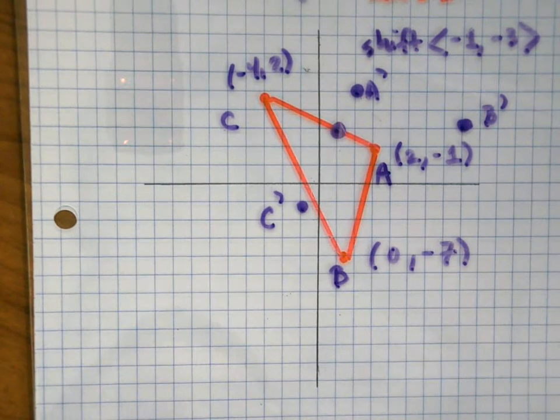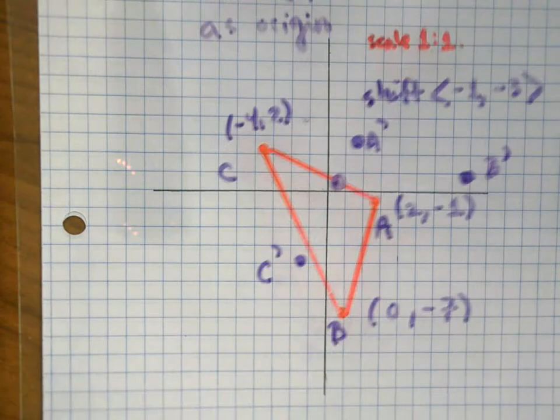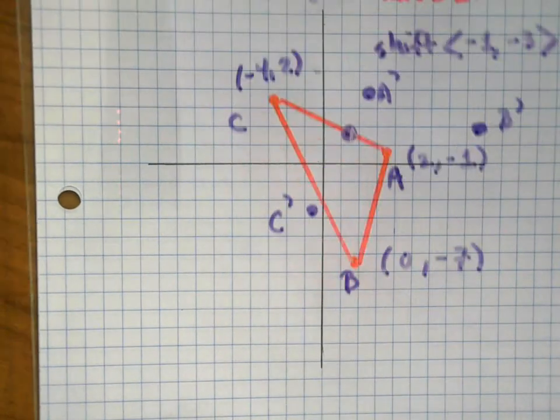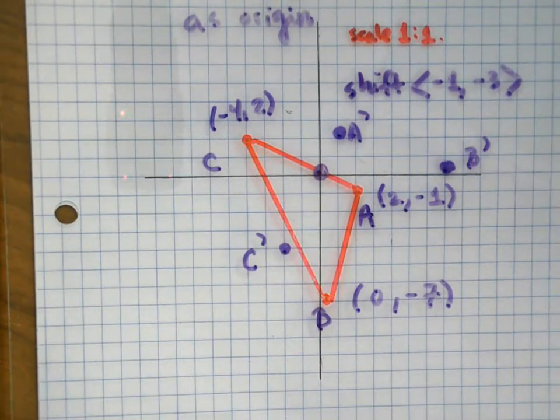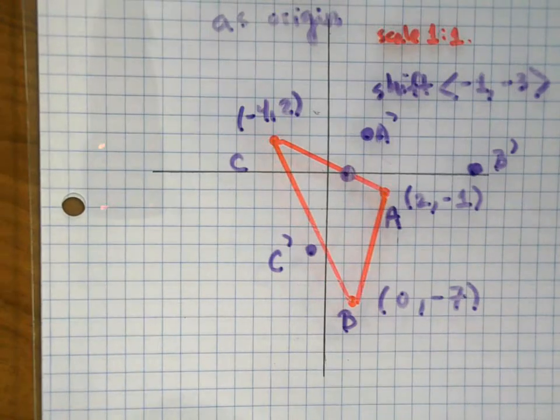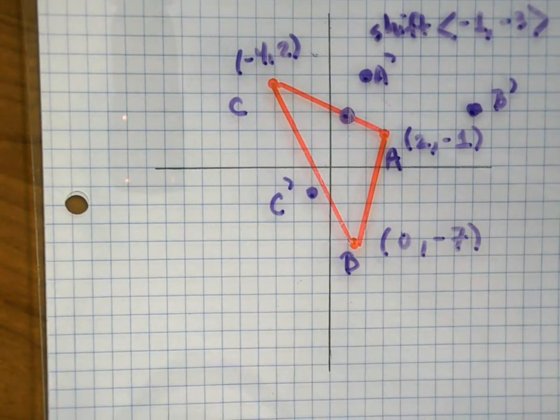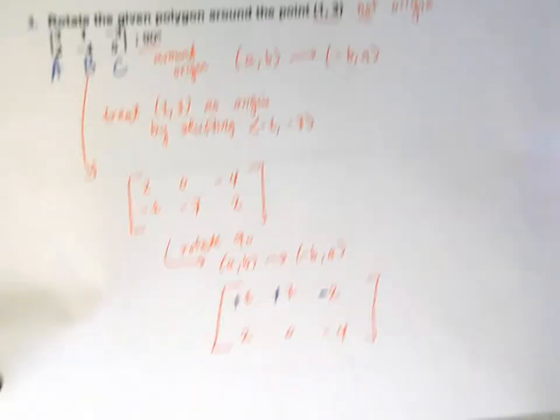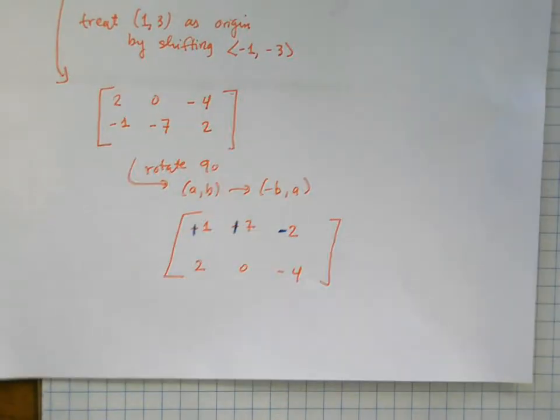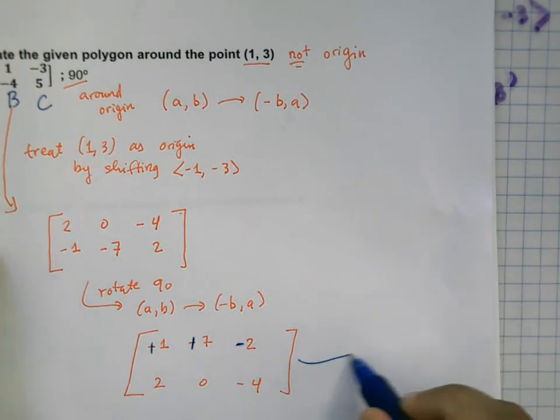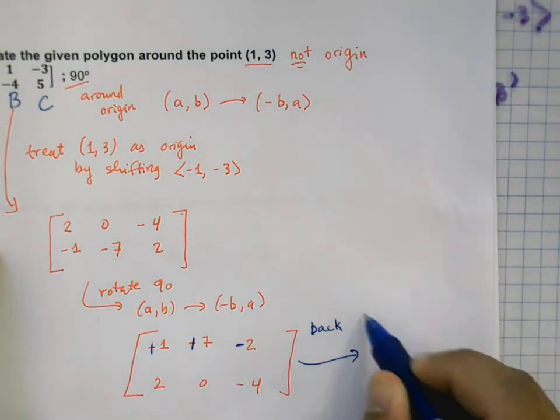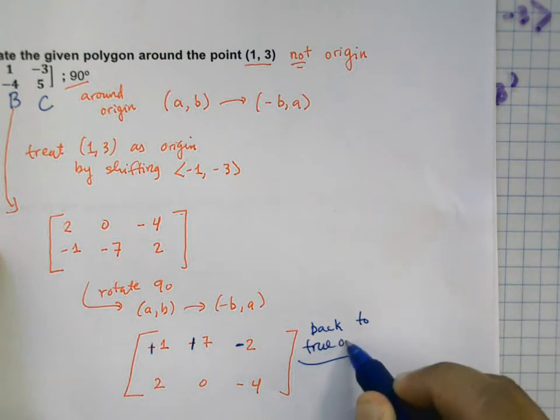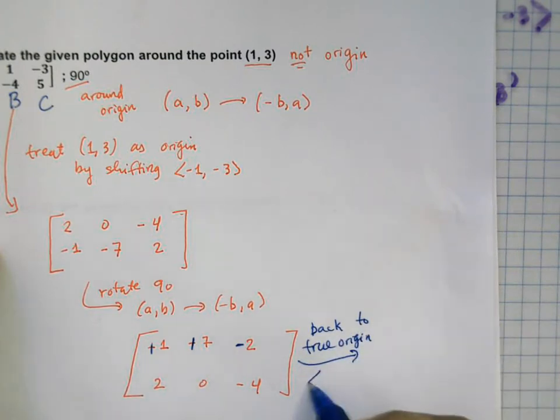But let's look at what I'm doing here, right? So before, to move our center of rotation to the origin, I moved it 1 left and down 3. And now when I'm done, I'm moving it 1 right and up 3 in order to get back to where I was before. So in my work here, I can go back to the true origin by doing the opposite of this shift, right 1 and up 3.